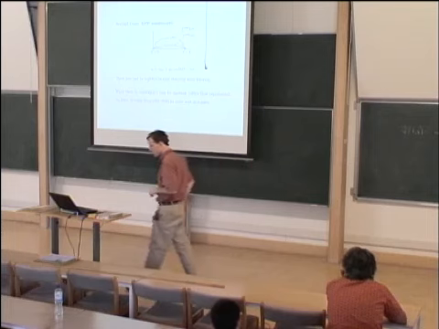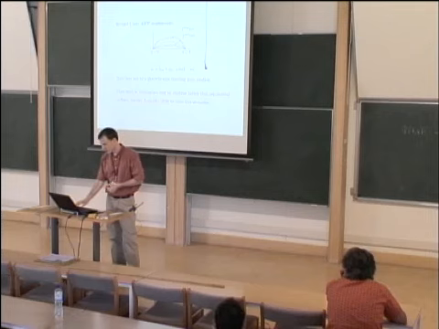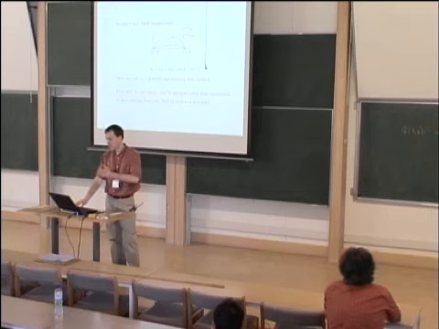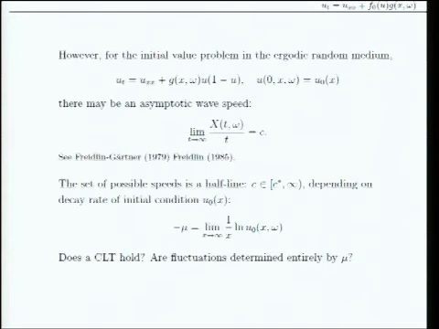So it becomes difficult to use the analysis from the other case to get limit theorems about either the mean behavior or the fluctuations for the interface. However, for the initial value problem in an ergodic random medium, there may be an asymptotic wave speed. So again, you can show that the interface position divided by t converges to a constant for suitable initial conditions. This is the work of Mierczyński, Freidlin, and Gärtner.